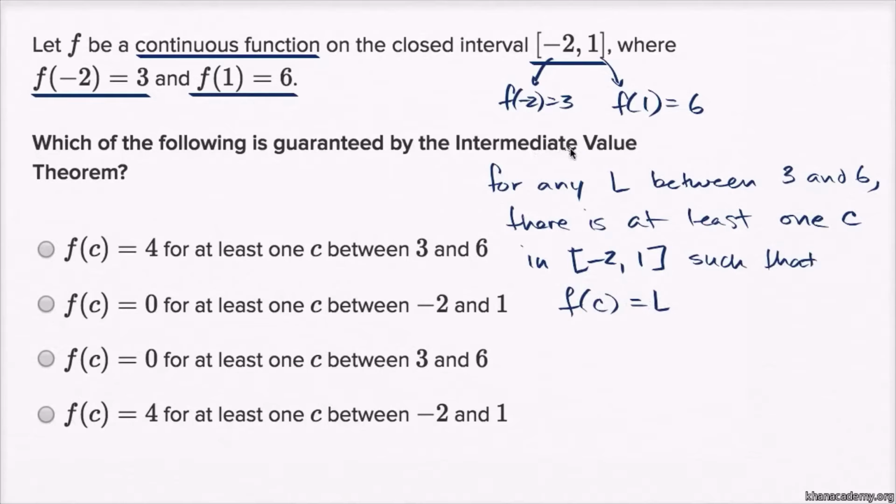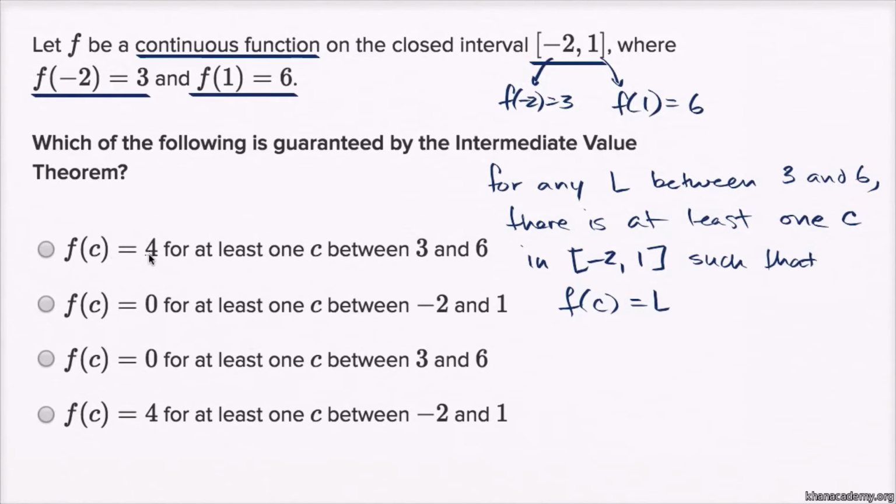And just saying it in everyday language is, look, this is a continuous function. Actually, I'll draw it visually in a few seconds. If this is continuous, if I were to draw the graph, I can't pick up my pencil, well, then it makes sense that I would have to take on every value between 3 and 6. Or there's at least one point in this interval where I take on any given value between 3 and 6. So let's see which of these answers are consistent with that. And we only pick one.